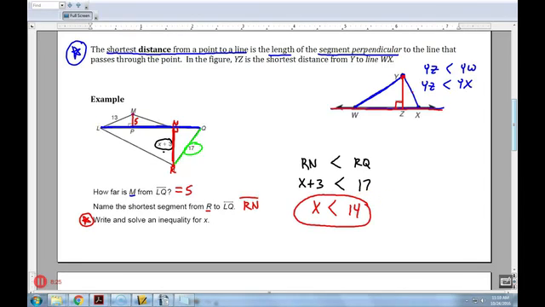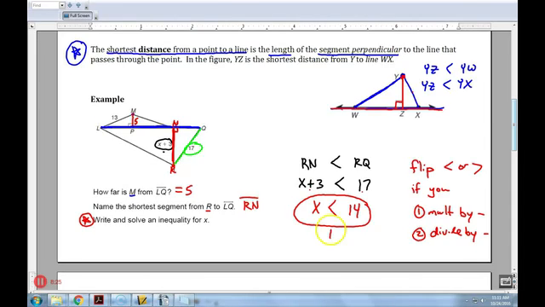My symbol doesn't flip. Remember, the only time you need to flip your less than or greater than inequality symbols is if you multiply by a negative number, or if you divide by a negative number. Then you have to flip the sign. But right here, all I did was subtract. I just subtracted 3 from both sides. There was no multiplying or dividing, so I didn't have to flip the sign.